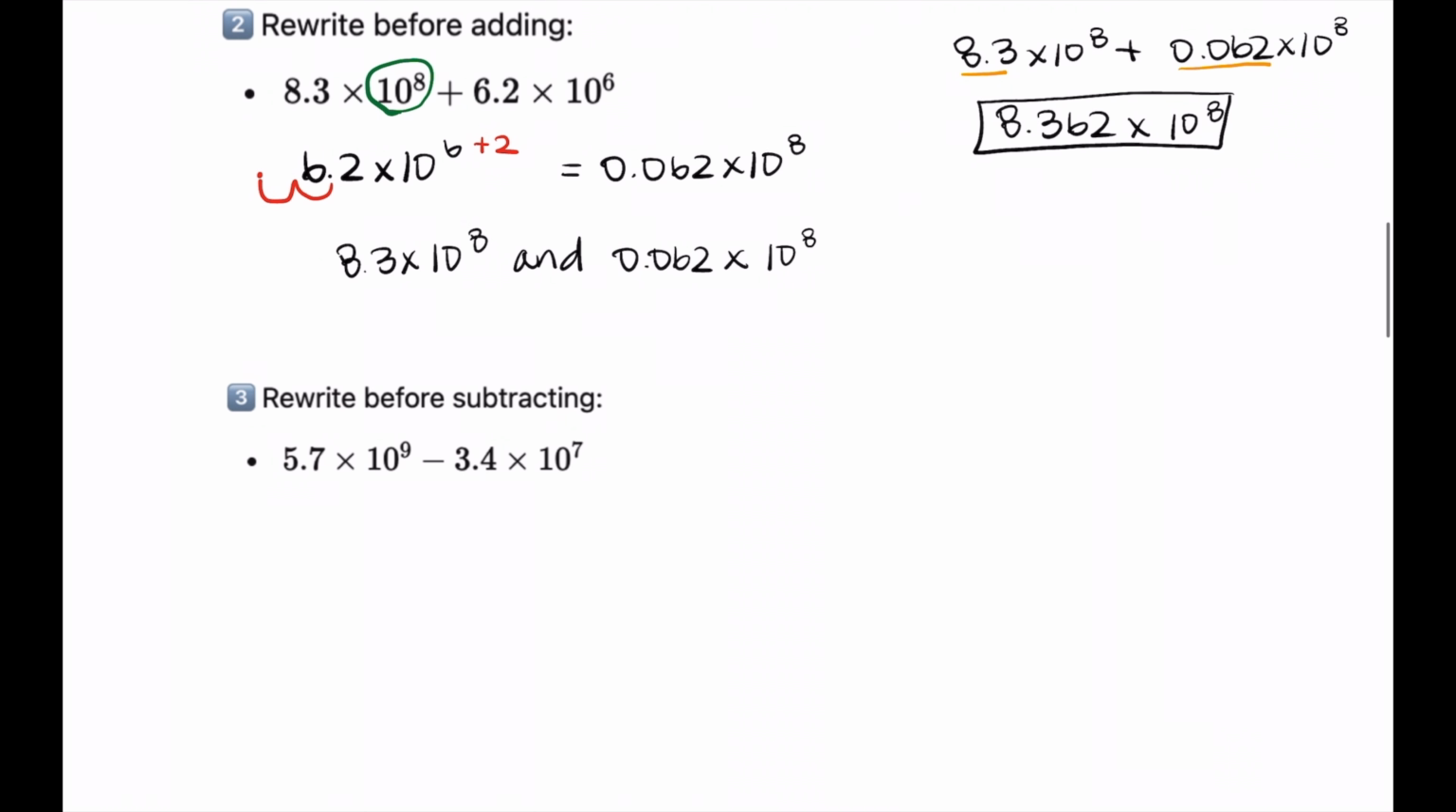Now we'll get into our third and final practice question. For this one, it says to rewrite before subtracting. Looking at our two exponents, 10 to the 9th is the greater exponent. So what we're going to do is rewrite that 3.4 times 10 to the 7th.